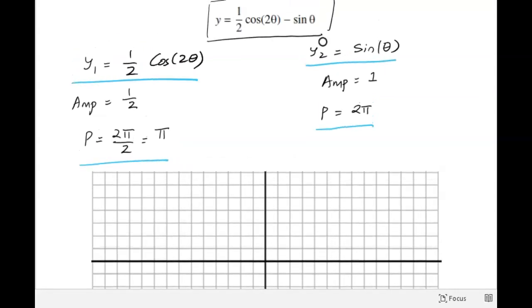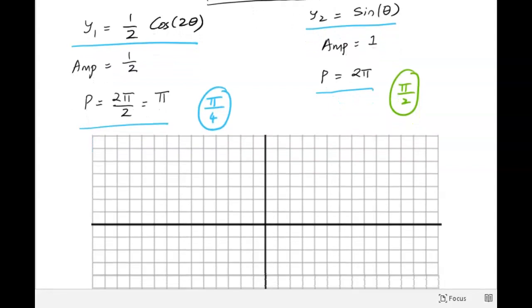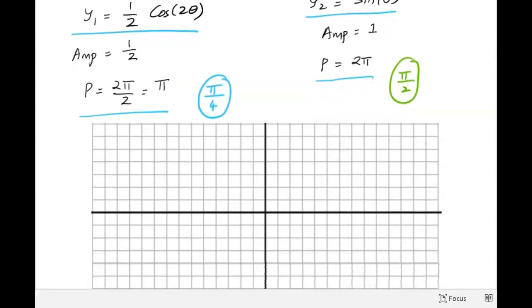The way I've always liked drawing sine and cos graphs is to draw them in quarters. For cos 2 theta, a quarter of a period is going to be pi on 4 units. For the sine theta graph, a quarter is going to be pi on 2, since 2 pi divided by 4 gives us pi on 2. Looking at the denominators 2 and 4, the lowest common multiple is 4, so I'm going to split this graph into spaces of pi on 4 units. That makes it easy for us to combine the periods when necessary.